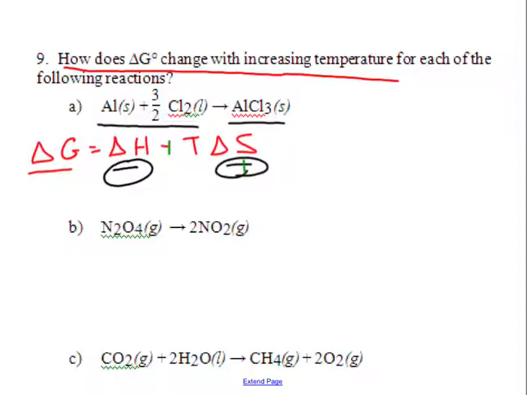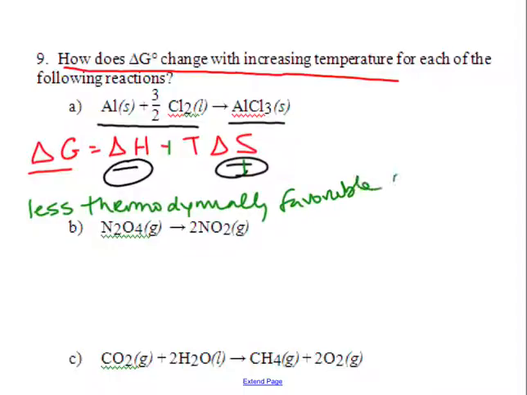As I increase the temperature, what's going to happen to my favorability? It decreases, right? So this is going to become less thermodynamically favorable as temperature increases. In other words, it's going to go from possibly spontaneous to not spontaneous as we increase temperature.